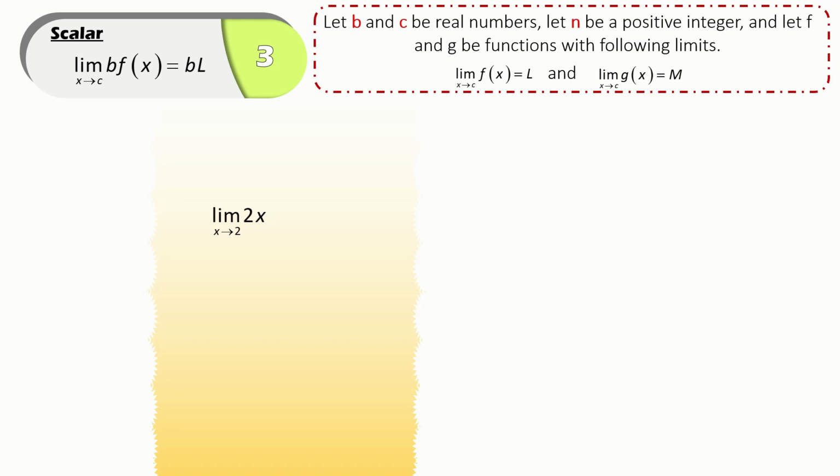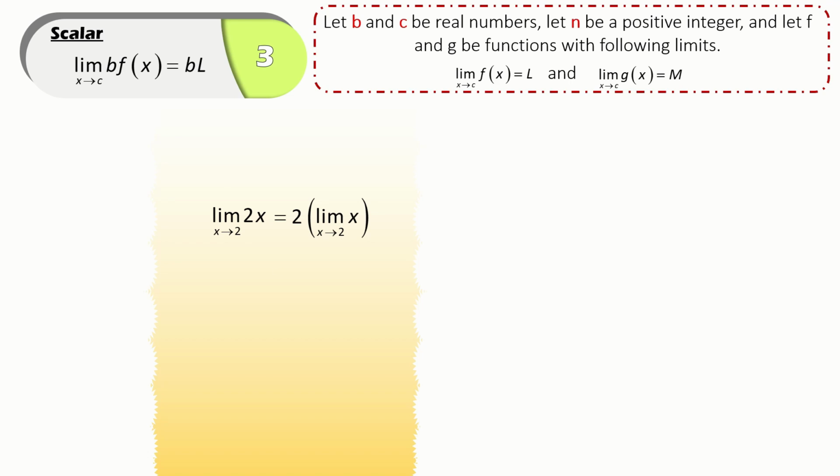By applying the scalar property, you may factor out 2 and get the limit of the function x. This is how the scalar property is applied. To solve the limit completely, you will apply the other properties of limit. In this case, apply the identity property to find the limit of x as x approaches 2.